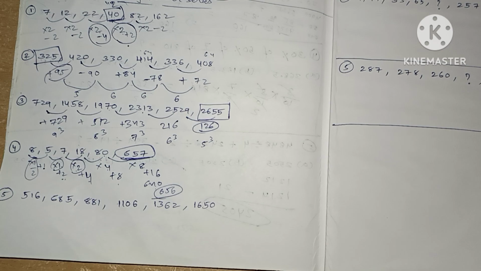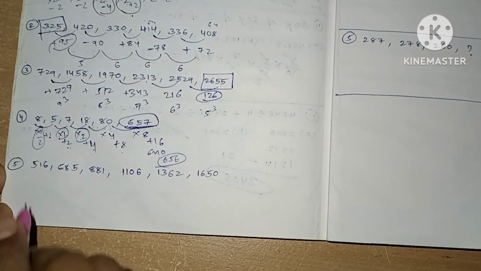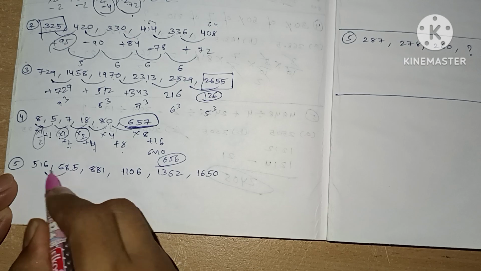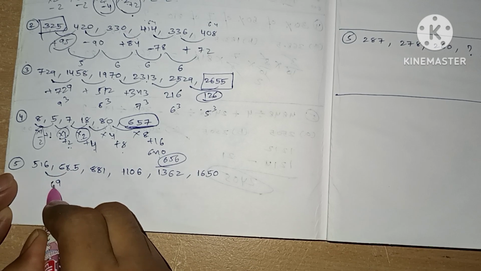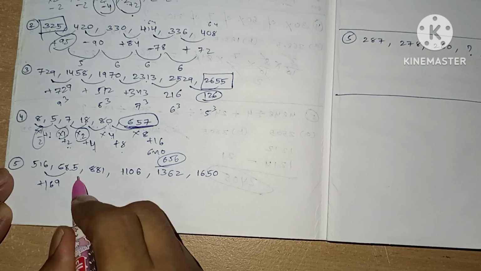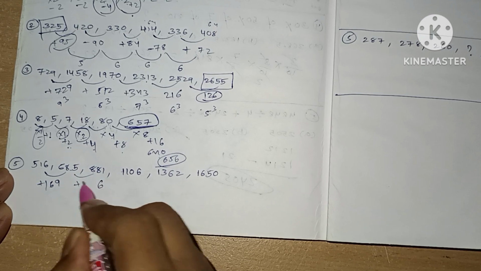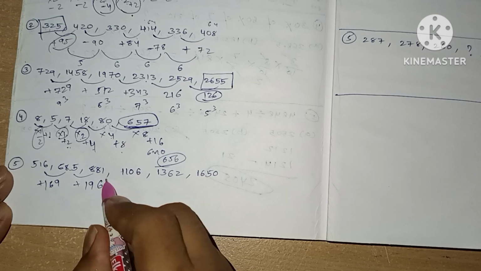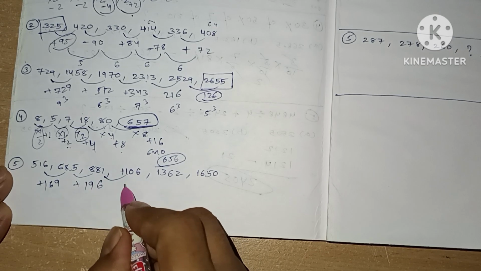Next one, the last one. Here we see the difference of 9, this will be 7 minus 1, 169, 169 plus 169, this is plus 691. Okay, here we see the difference of 7.